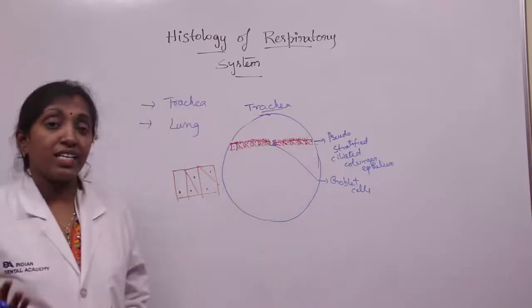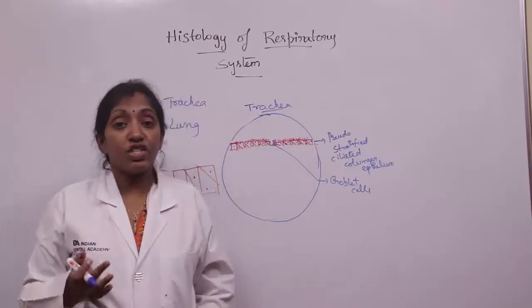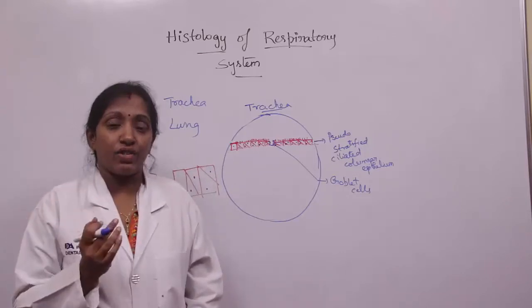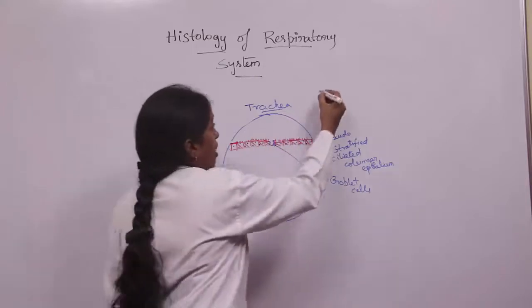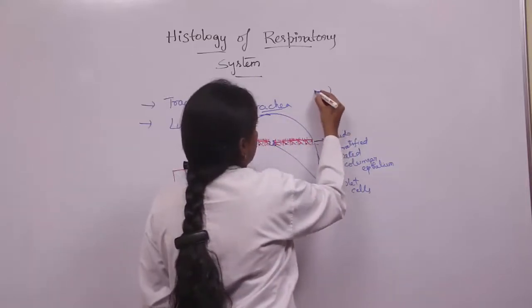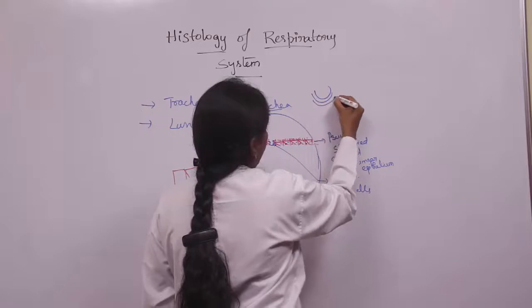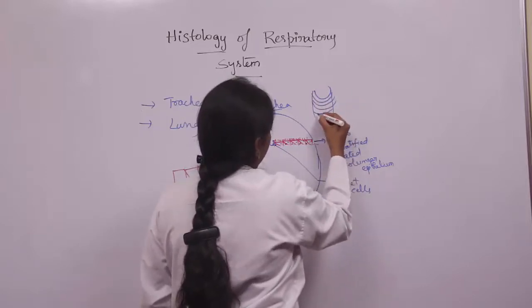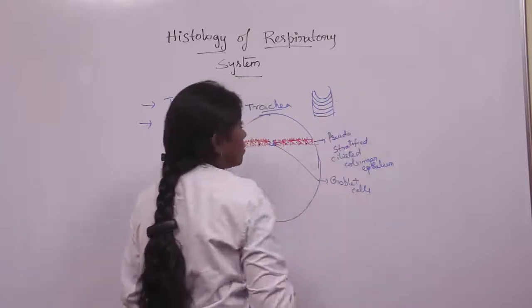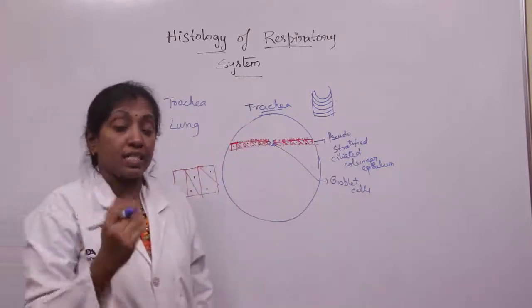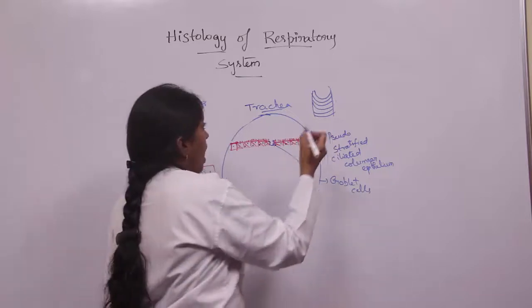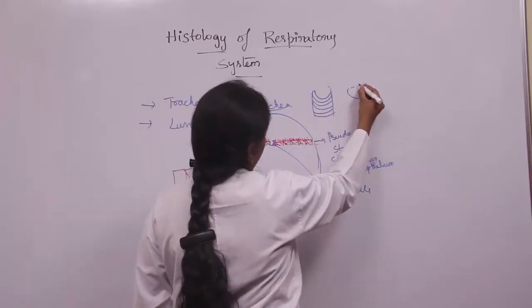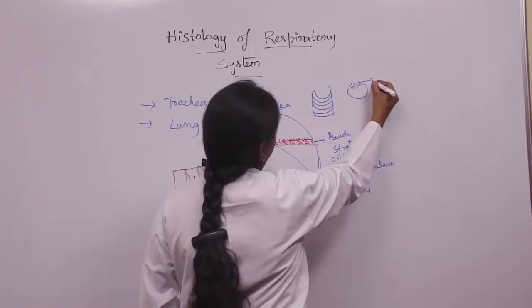We know that trachea is made up of 15 to 20 C-shaped cartilaginous rings. The cartilage is made up of hyaline cartilage. Yes, 15 to 20 C-shaped cartilaginous rings are there, and on the posterior aspect of the C-shaped cartilage, we have smooth muscle, which is called the trachealis muscle.